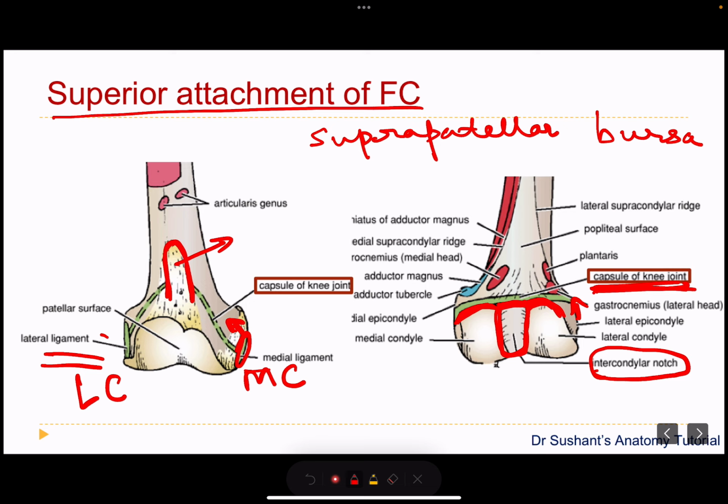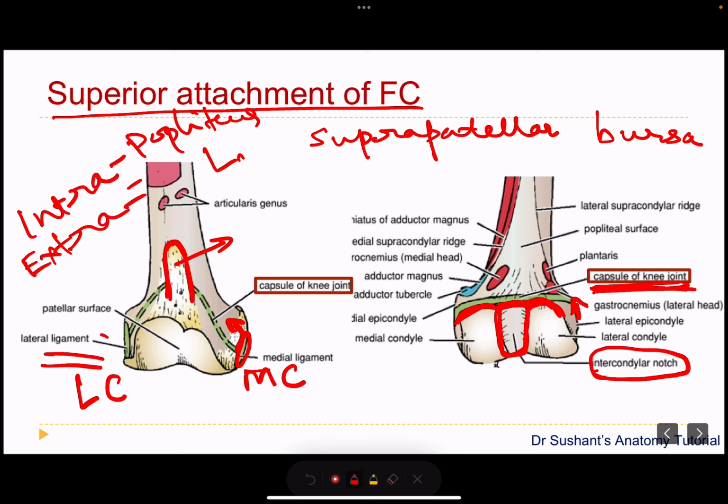The line of attachment of the fibrous capsule in the lateral margin includes the tendon of popliteus, but it excludes the lateral head of the gastrocnemius. So the meaning of this sentence is that the origin of the tendon of the popliteus muscle is intracapsular, whereas the attachment of the lateral head of gastrocnemius is extracapsular. So what is extracapsular? Lateral head of gastrocnemius is extracapsular.